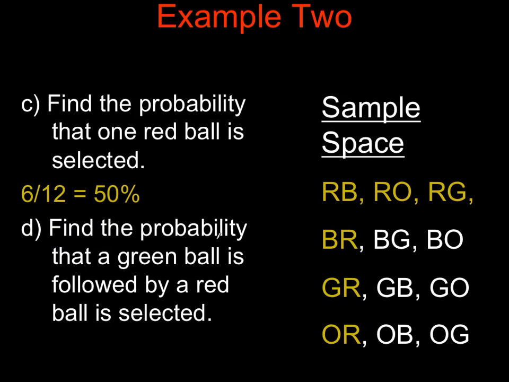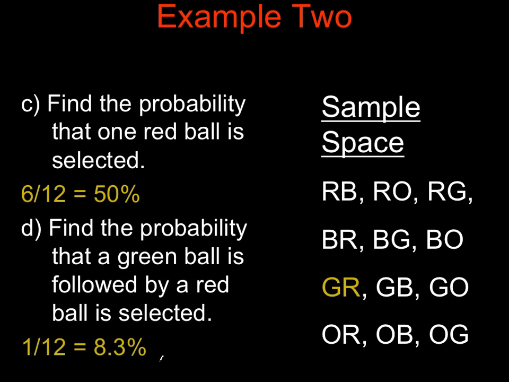The next one says find the probability that a green ball is followed by a red ball is selected. So a green ball followed by a red ball. So here we chose a green ball first, and it's followed by a red ball, and that only happens 1 time, and so that's going to be 1 out of 12, which is about 8.3%. All right, let's move on.